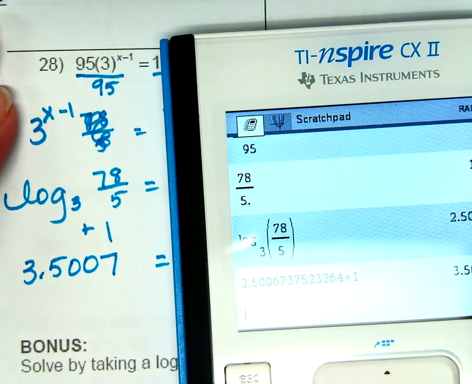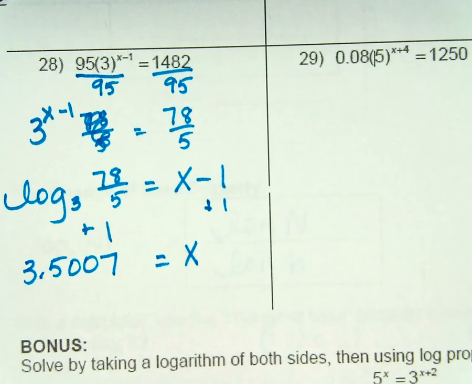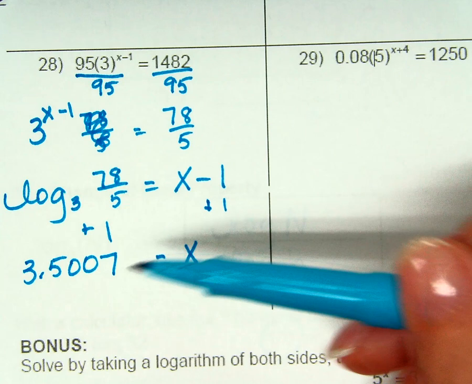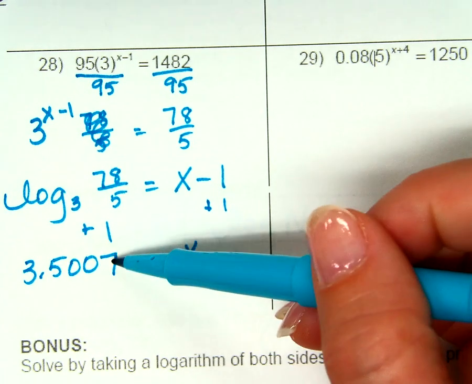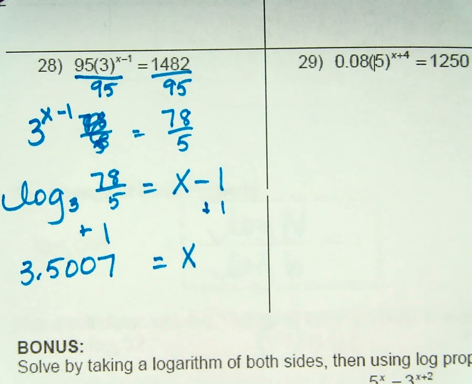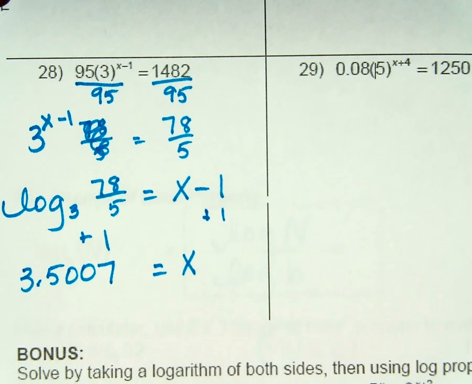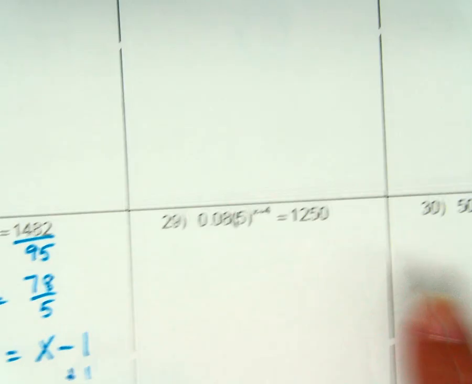Okay? 3.5007. So what decimal place are we going to on this worksheet? What's it called? You remember? Tenths, hundredths, thousandths, ten thousandths. Let's go to 4 decimal places today on this worksheet. Okay? Do you have any questions? Do we need to talk about this one real quick?